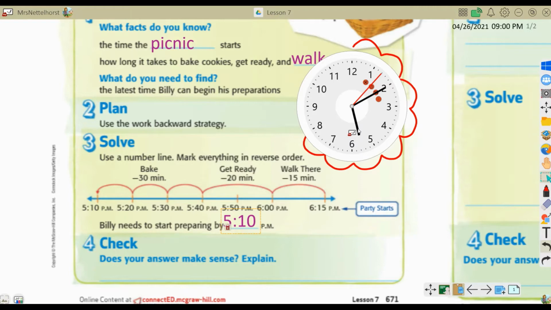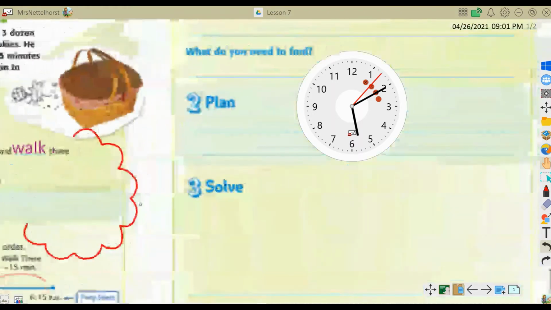So if we start at 6:15, and we go back 1 hour, and we go back 5 more minutes, we're now at 5:10, and that's the answer. So it makes sense. All right, let's go on to the next page. I'm going to take our clock with us.